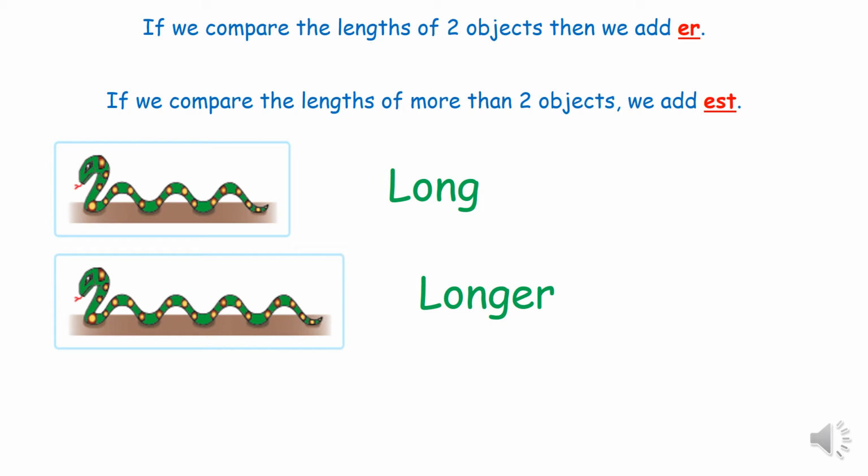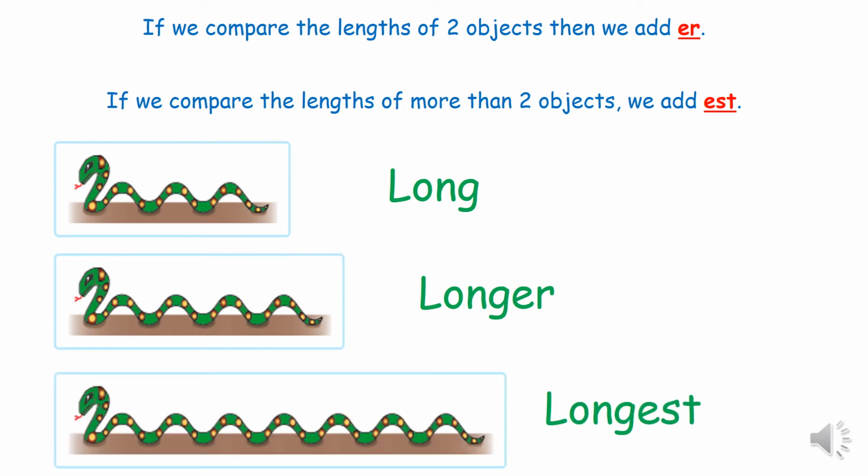If we compare the lengths of more than two objects, we can add est to the end of a word. The first snake is long. The second snake is longer. The third snake is the longest.